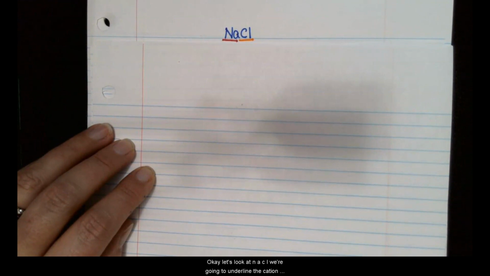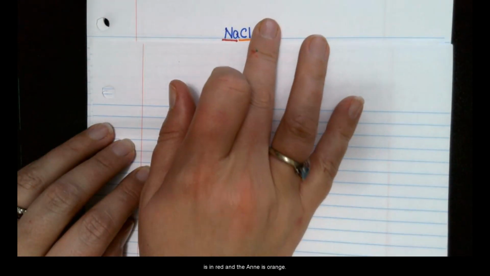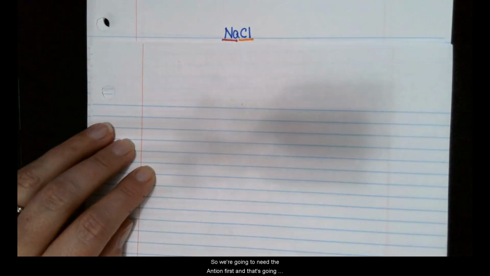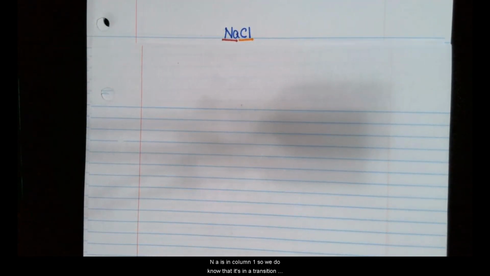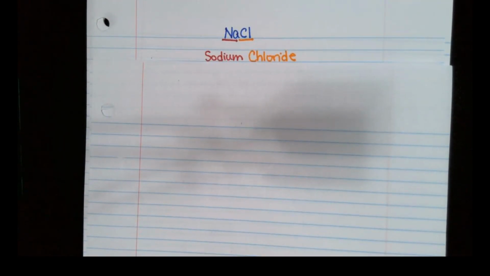Okay, let's look at NaCl. We're going to underline the cation in red and the anion in orange. We're going to name the anion first, and that's going to be chloride. And then Na is in column 1, so we know it's not a transition metal, and you're going to use the whole name to name it. You can look that up on your periodic table. It's going to be sodium. So this is going to become sodium chloride.